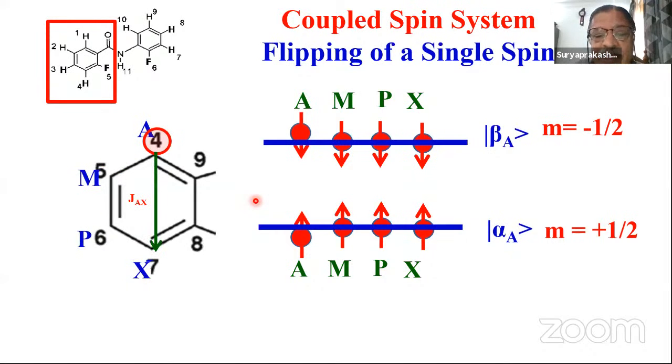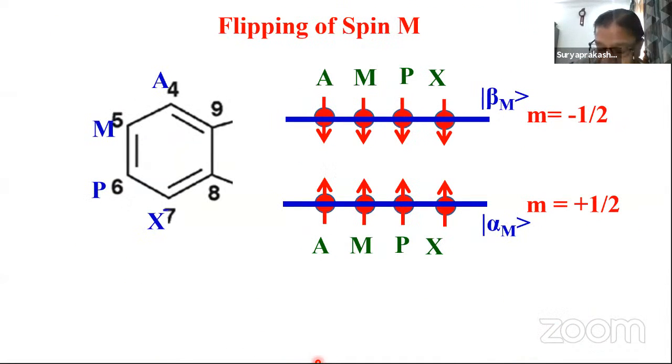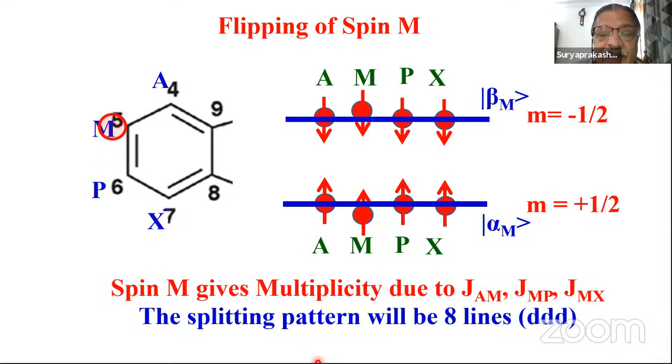So how many peaks do you expect then? A will become a doublet because of M, a doublet of a doublet because of P, and a doublet of a doublet because of X. So you will get 8 lines. At the chemical shift of A, you get 8 lines. Okay, let us see what happened to M now. M also undergoes a transition like this, with coupling between AM, MP, and MX. Again, you get 8 lines.